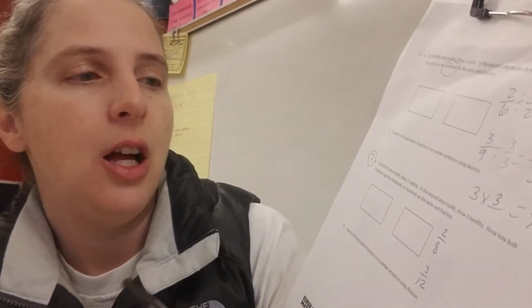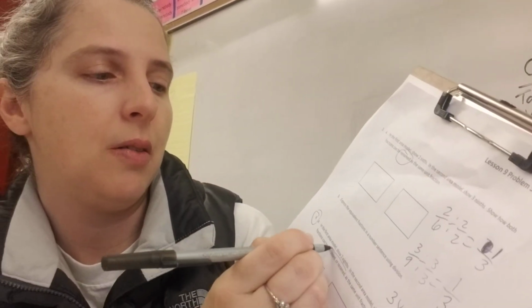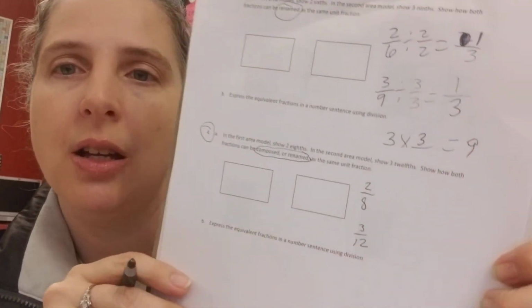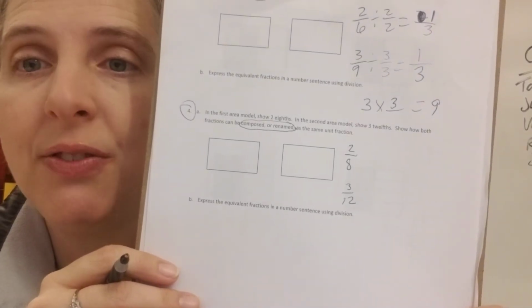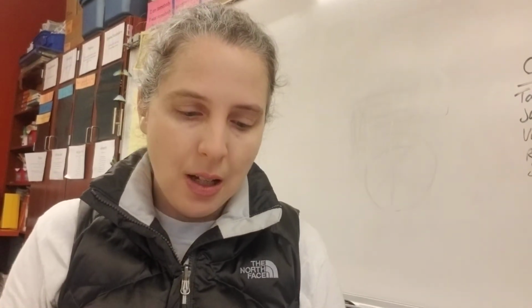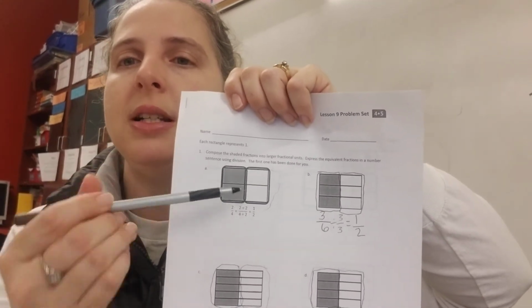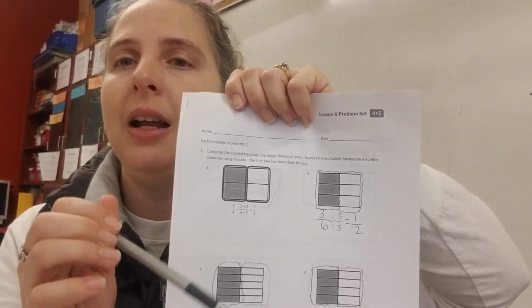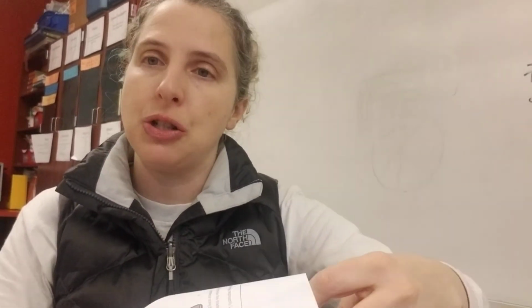And then show how both fractions can be composed or renamed. I want you to circle those. What does that mean? What's another word? Simplified or reduced. When they say composed, they mean this. Before we had been decomposing. We had been saying, hey, we have 2, decompose it into something smaller. Now they're giving it in the smaller and you have to compose it, put it back together into something larger.